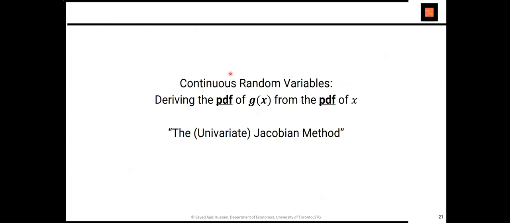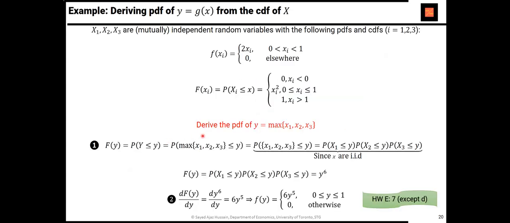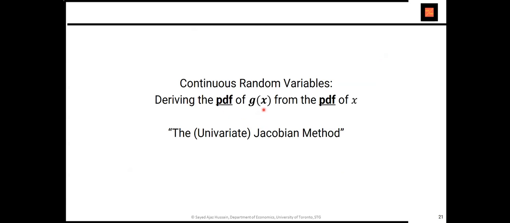Now we do something different. Two seconds ago, I was trying to find out the PDF of a function of x from the CDF of x. Now I want to find out the PDF of a function of x from the PDF of x. So now you're given a PDF of x. Now you're given y, which is a function of x, and asked to find out the PDF of this function. Since this is actually one variable, I call this a univariate Jacobian method.